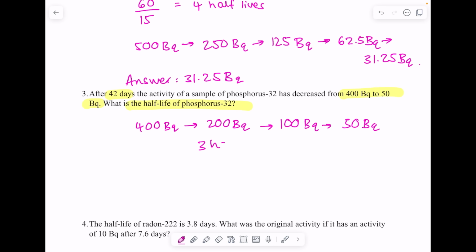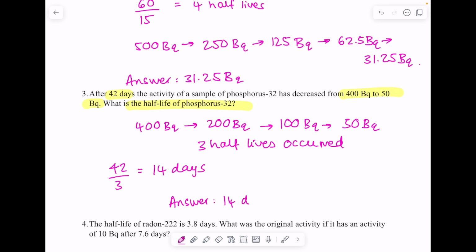So write that out. 3 half-lives occurred. So in 42 days, 3 half-lives occurred. So how long did it take for one of those half-lives to take place? 14 days. So your answer is the half-life of phosphorus-32 is 14 days.